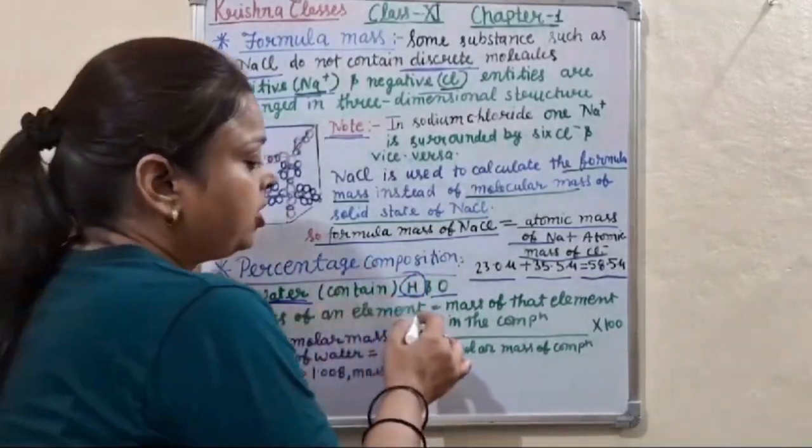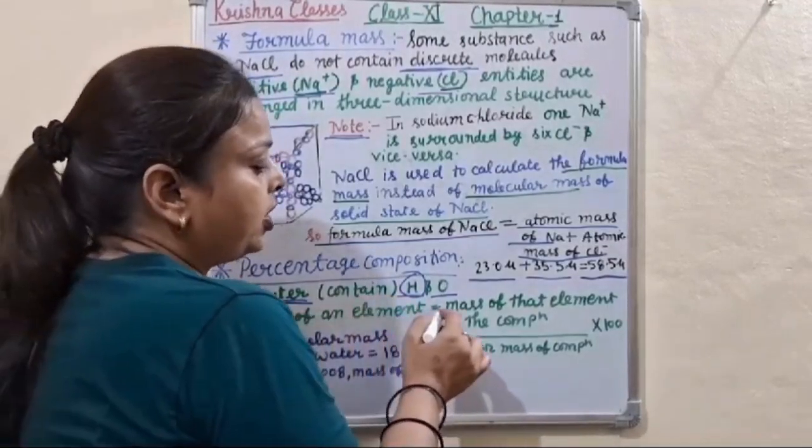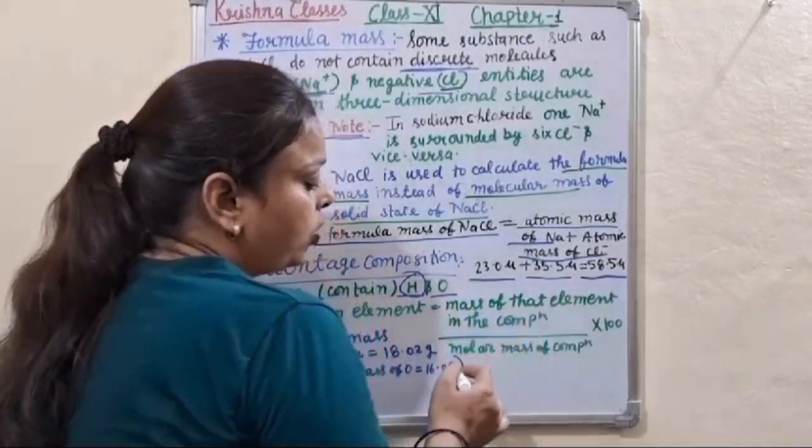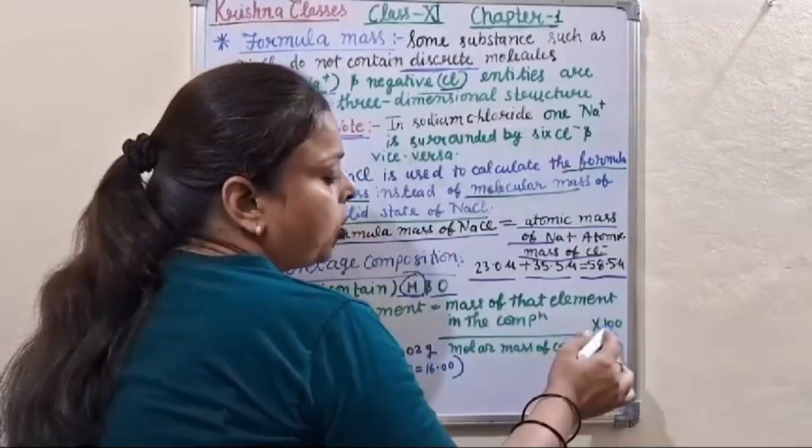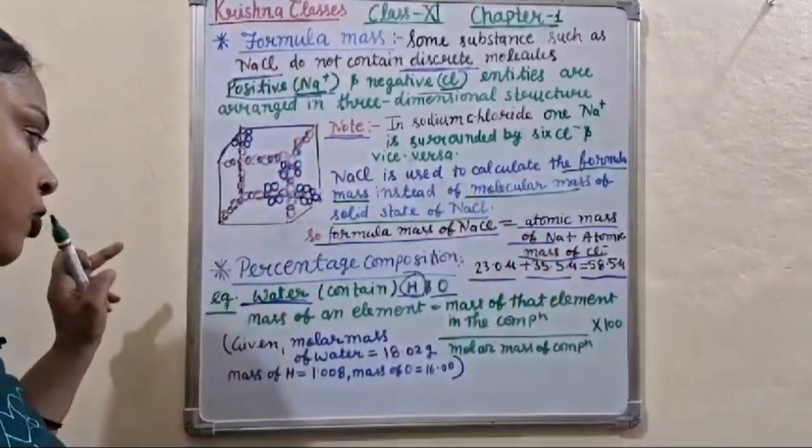First is mass of an element. The formula is: mass of an element is equal to mass of that element in the compound upon molar mass of the compound, into 100. So this is the formula.